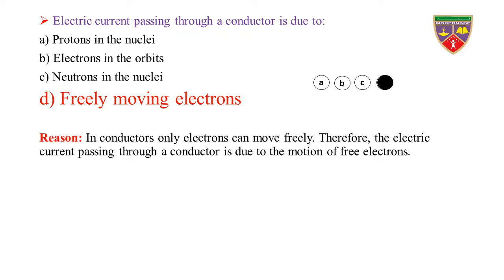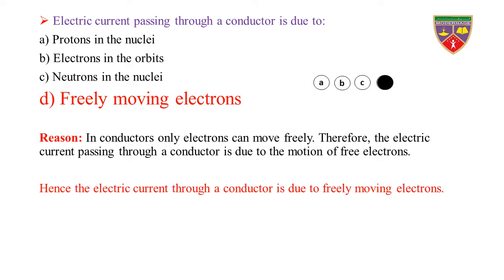Reason: in conductors only, electrons can move freely. Therefore, the electric current passing through a conductor is due to the motion of free electrons. Hence, the electric current through a conductor is due to freely moving electrons.